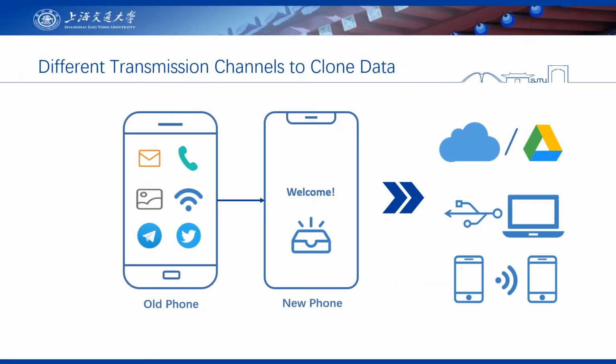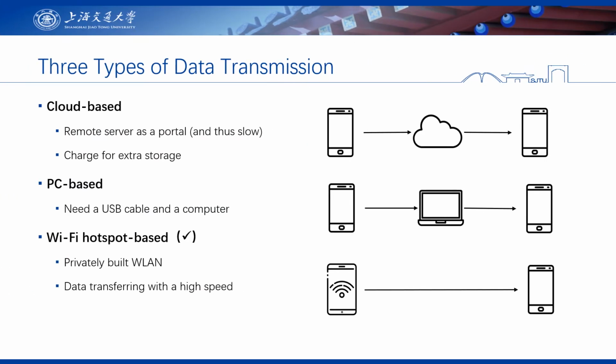The most common way to clone user data is using services such as iCloud and Google Cloud, through which users can copy data to a third-party cloud server and then transfer those data to the new phone from it. There are also other transmission channels to help users clone their data, and data can be transferred between two mobile phones directly. We compile 3 common ways to clone user data.